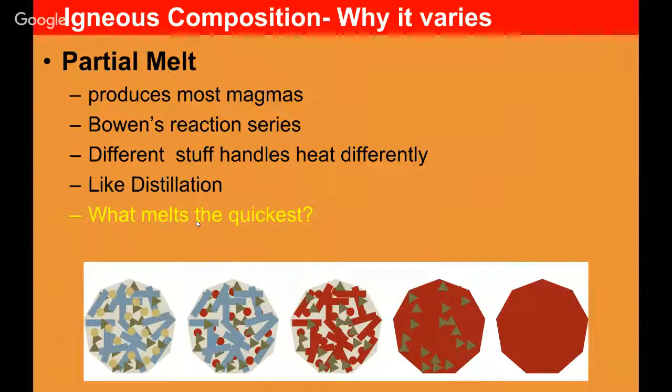And then partial melting is almost the same idea, except you're starting to melt something. What's going to melt first? The more felsic type minerals with the lower melting temperature are going to melt first. So you start to heat up the rock and you melt out the felsic stuff first, leaving behind the more mafic rock. That's another way you can change the composition.